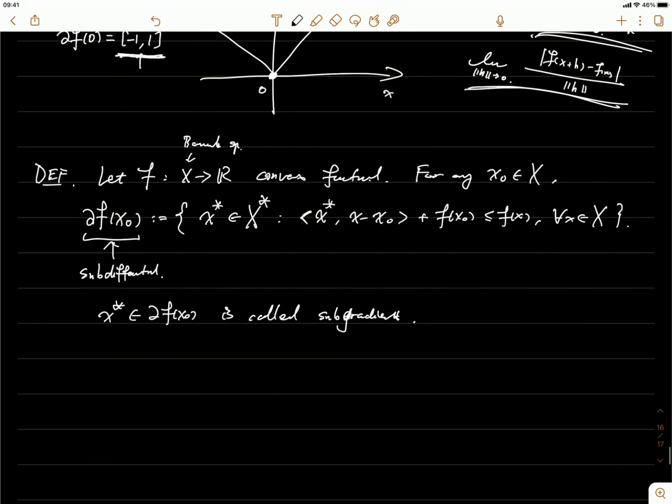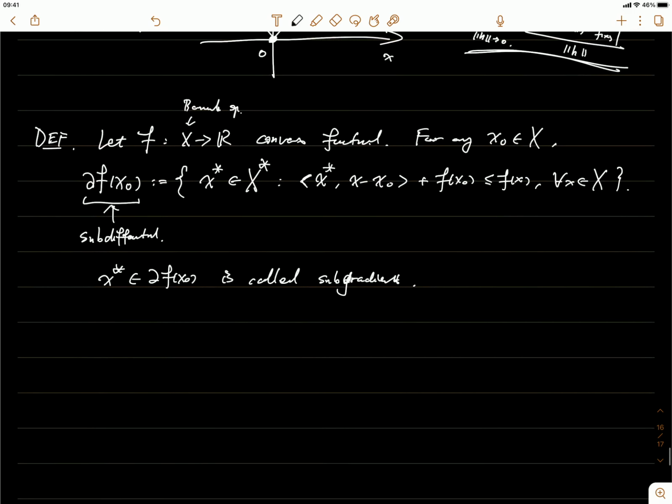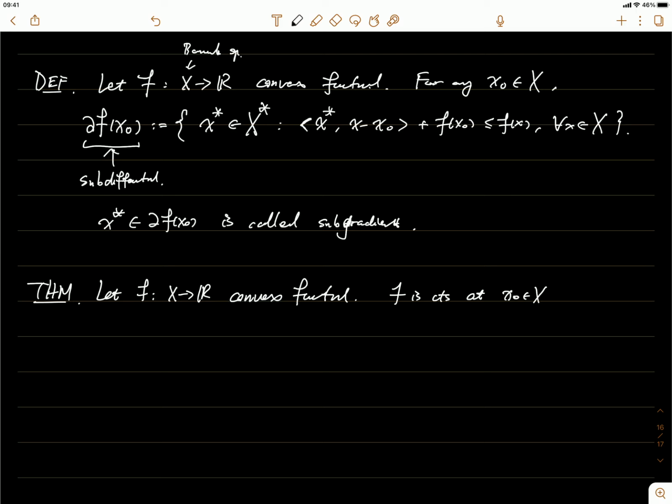Okay, so the question right now is, can we use the result above to show that the subdifferential exists, that our subdifferential is non-empty? And the claim is this. Suppose we have a convex functional f, and f is continuous at the point x0. Then the subdifferential of f at x0 must be non-empty. Okay, there must be some subgradient at the point x0.